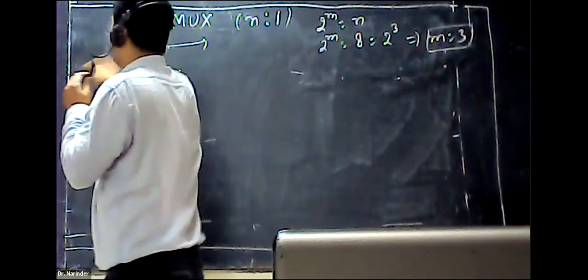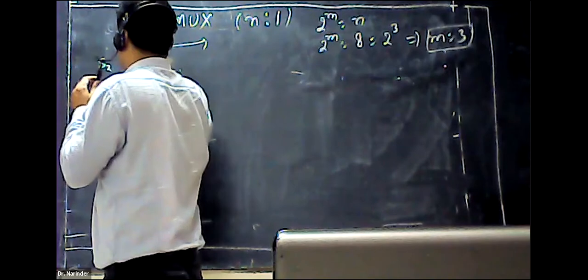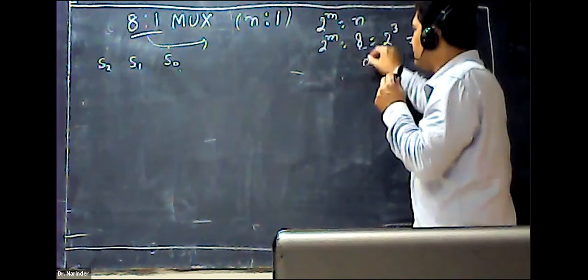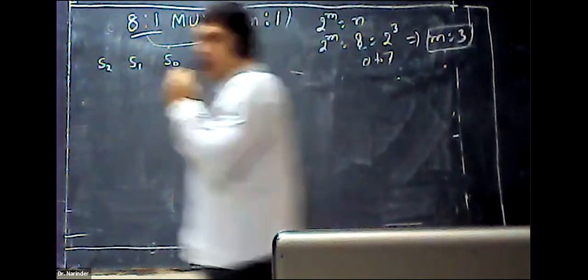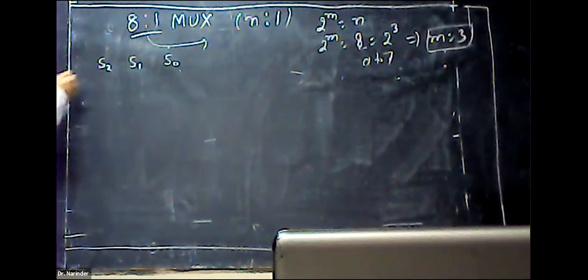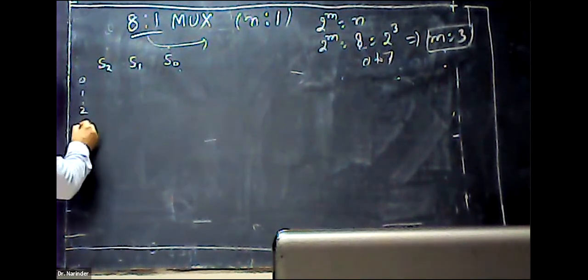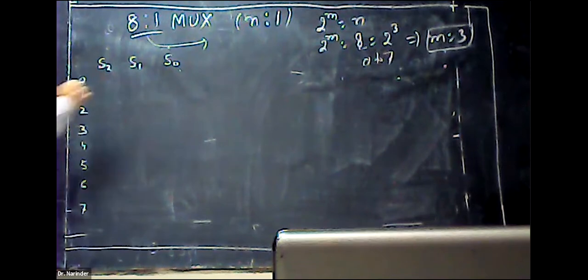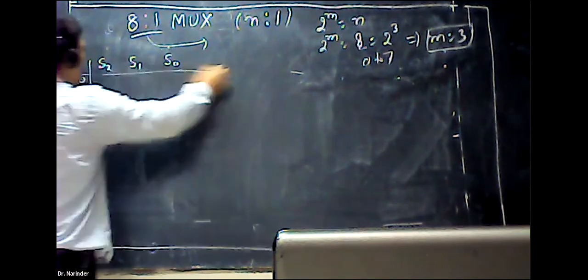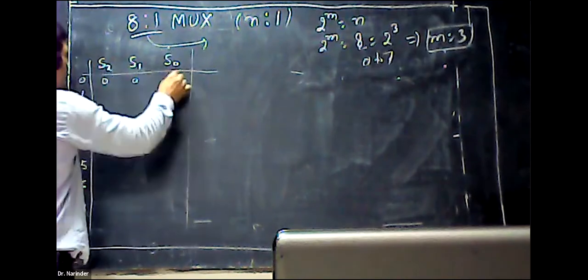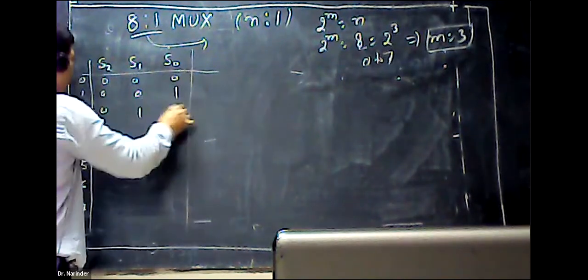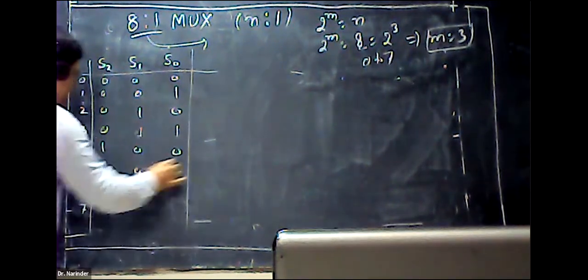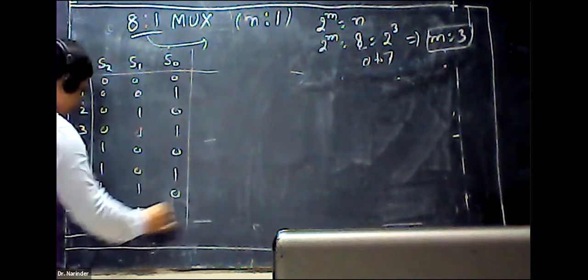So you should design the truth table first. S2, S1, S0, 3 select lines. So it is 8 combinations, 0 to 7. You should number it as 0, 1, 2, 3, 4, 5, 6, 7. Then write 0 0 0, 0 0 1, 0 1 0, 0 1 1, 1 0 0, 1 0 1, 1 1 0, 1 1 1 as per their weights.